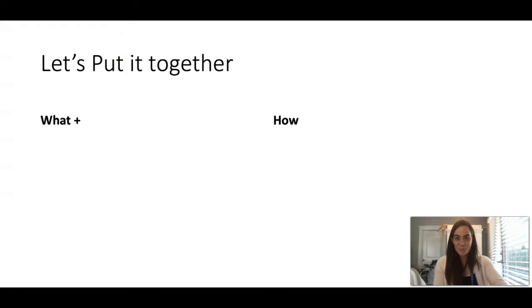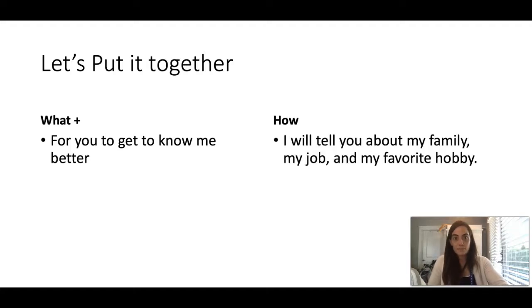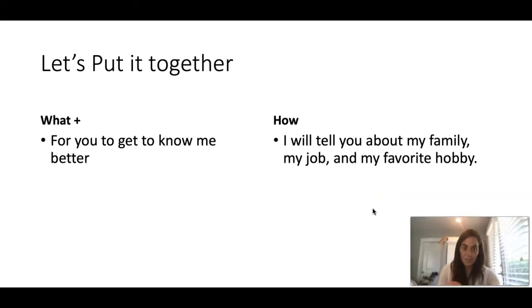So let us go ahead and put this all together. If we're going to write our thesis, we're going to need the what and the how. And you are more than welcome to take the exact thing that I'm writing and simply copy and paste it and put in your own main points if you would like. For example, the what, if I stated, for you to get to know me better, how will we do that? I will tell you about my family, my job, and my favorite hobby. I know that now my main points are going to be the family, job, and hobby. Topically organized, 3 main points, no more than 3 main points, so only 2 to 3 main points for that 2 to 3 minute speech.